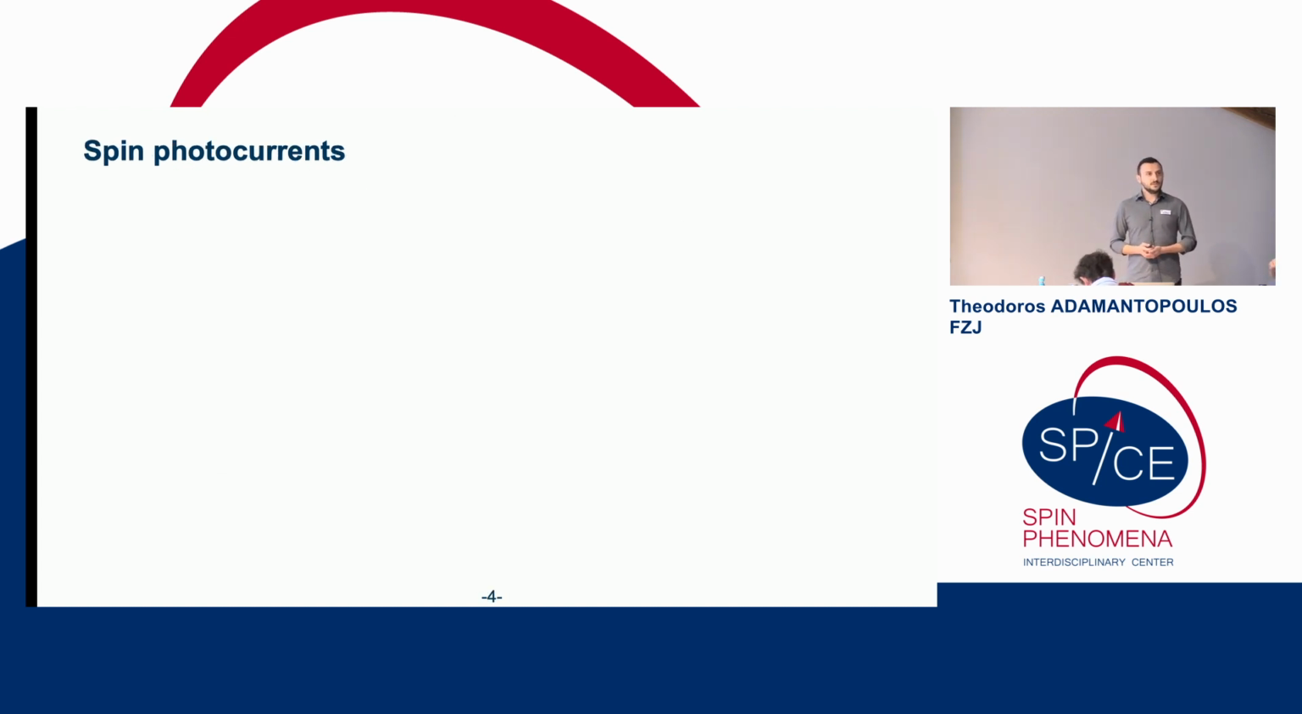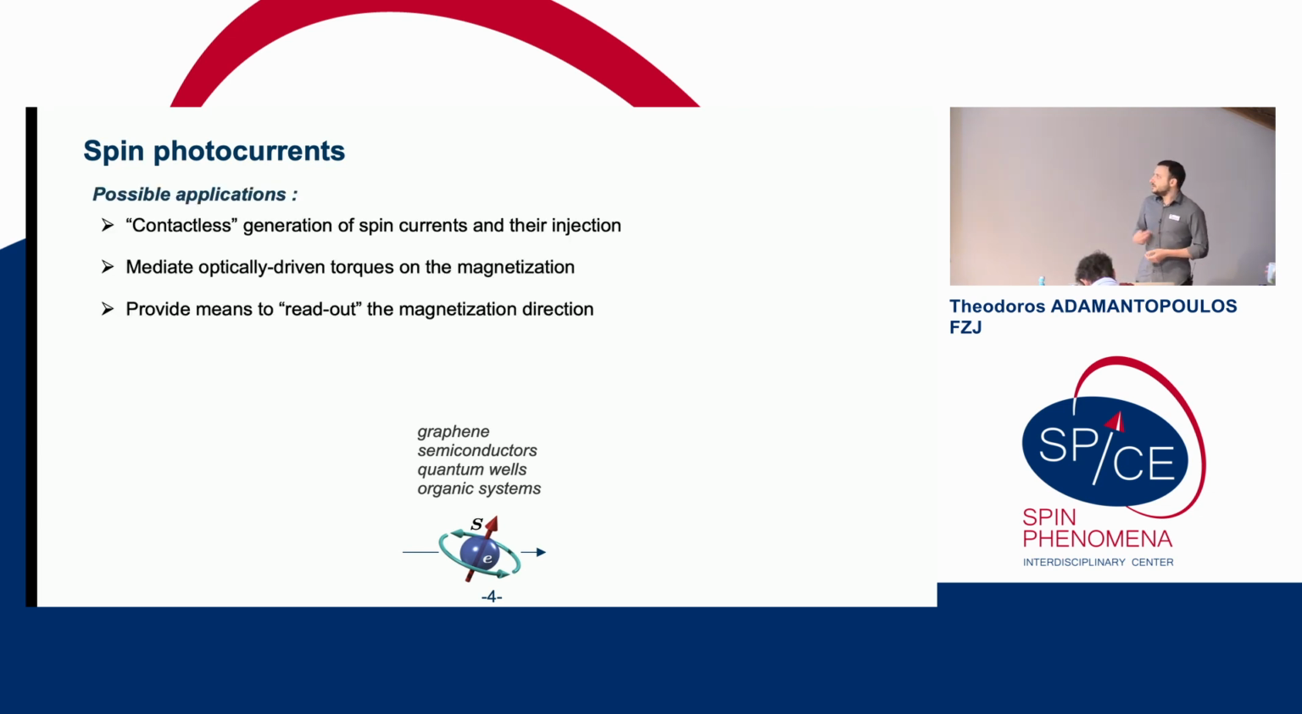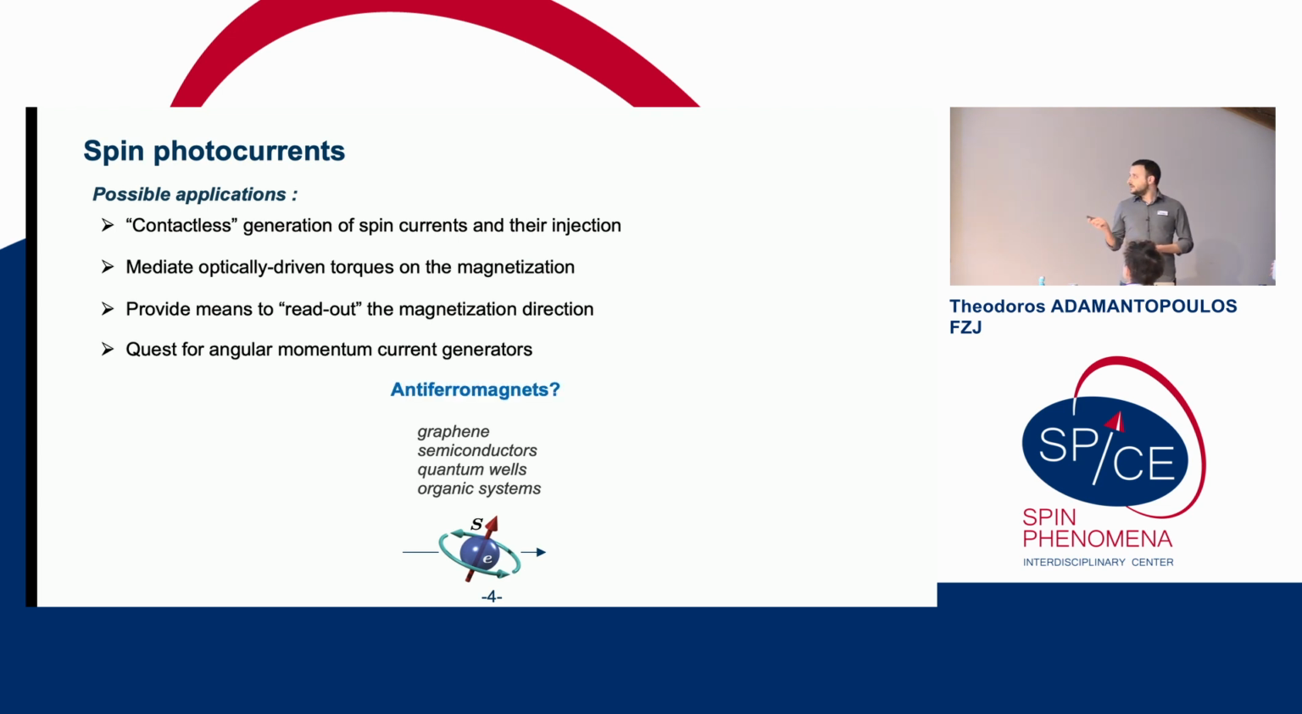Concerning spin photocurrents, they have been studied in various materials like graphene, semiconductors, quantum wells, organic systems. And they have been expected to have many applications, for example, contact-less generation of spin currents and their injection. They were expected to mediate the optically driven torques of the magnetization and also to provide means to read out the magnetization direction. For this reason, there is an ongoing quest for angular momentum current generators, and antiferromagnets are among these candidates.